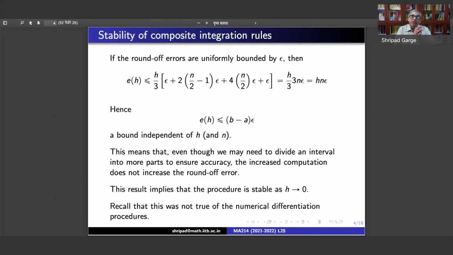You remember that for the numerical differentiation, there was an h which was coming in the numerator, and then there was an h which was coming in the denominator as well. So you had to really make a good choice. You had to be careful to choose the value of h. You could not let h go very small, because then the h in the denominator will cause the error to grow really large. All right, so this is what we have, that the composite integration rules are stable. The error due to rounding off is not significant, and it doesn't depend on h and n.